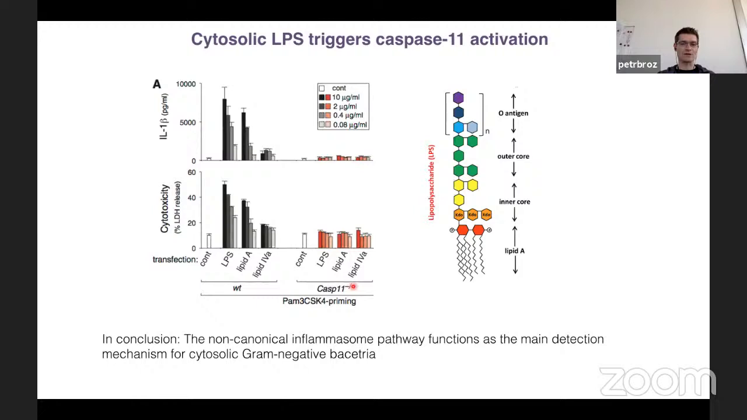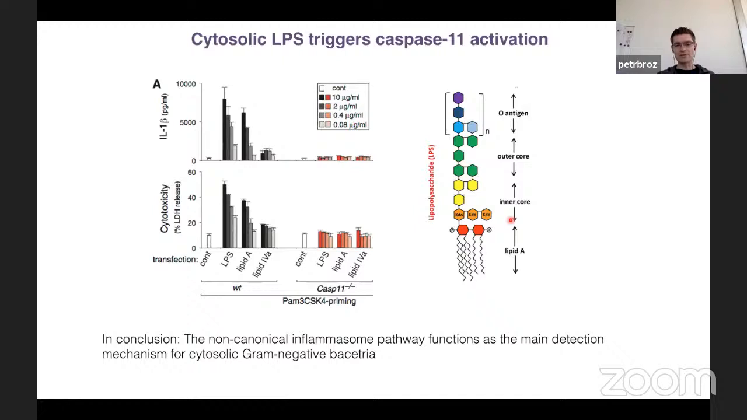Also, the lipid A subunit would be able to do that. So here is a structure of LPS. The lipid A is this innermost part of LPS, which is embedded in the outer bacterial membrane, and the rest, mostly the inner and outer core and O antigens, are the sugars that are on the outside. And even that part here was sufficient to activate the response.